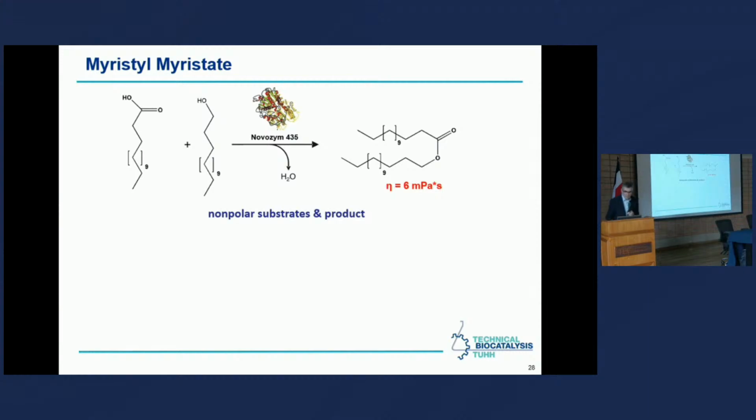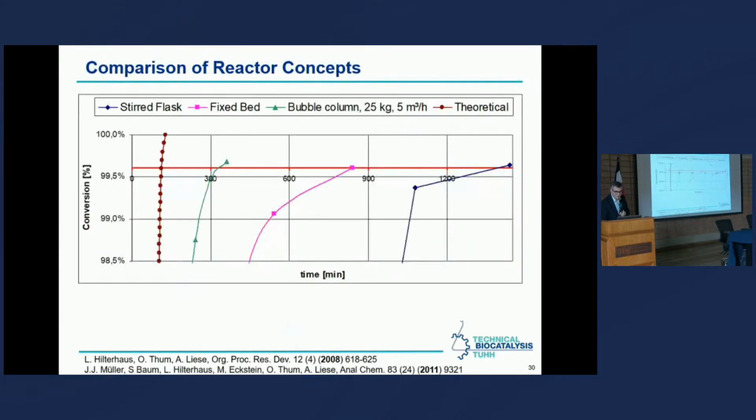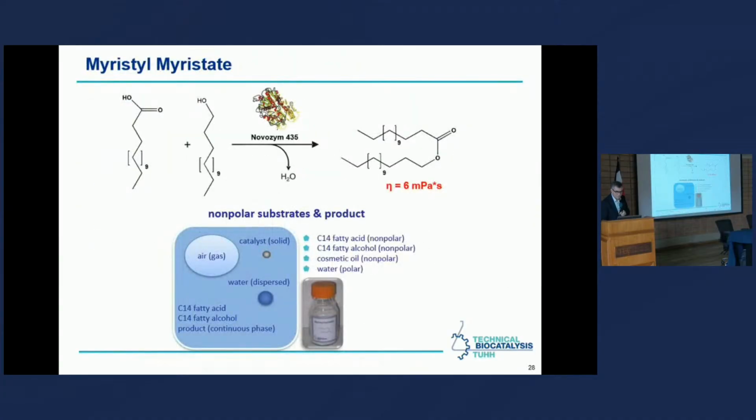Let's skip this, I'm running a little bit late. How this functions and its efficiency, I will show you on the example of producing myristoyl myristate. The enzyme is a commercial enzyme. You can buy it, Candida antarctica lipase B, under the trade name of Novozymes.